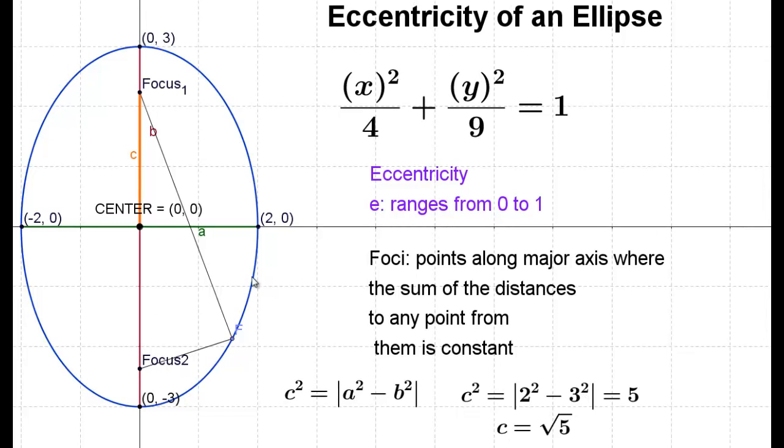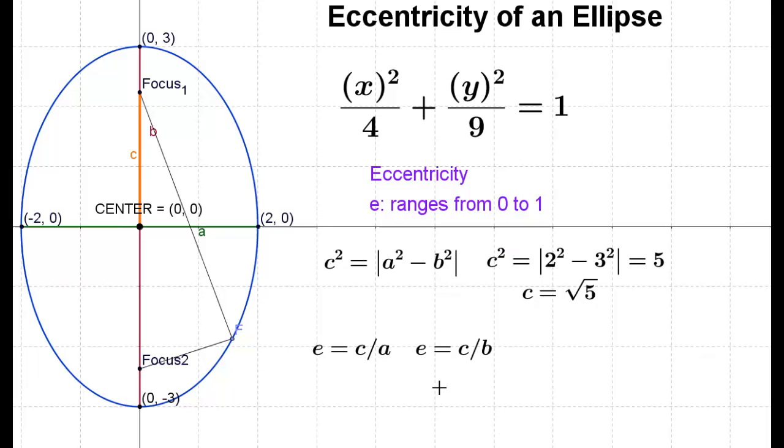For our particular circle, A is 2, B is 3. Therefore, C squared is going to be 2 squared minus 3 squared, take the absolute value. So it's the absolute value of 4 minus 9, which is 5. That's C squared. C is actually the square root of that, the square root of 5. So the distance from the center to the foci in this case is the square root of 5.